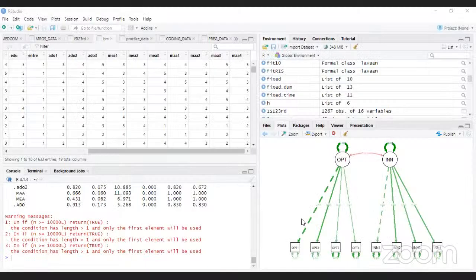Can you see the R window? No, ma'am. Screen is gone. Screen has gone black. Okay. Yes. Now it is visible. Yes, ma'am.